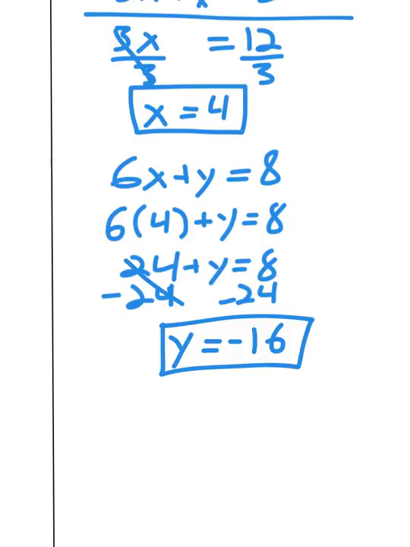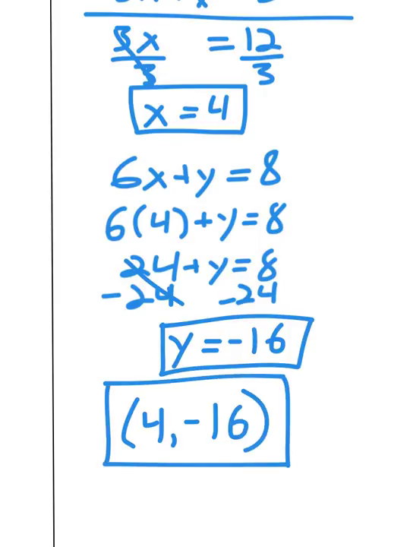So my ordered pair, I do get an ordered pair. I have an x value and a y value, is 4, negative 16. So this is where those two equations would cross on the coordinate grid. Therefore, I have one solution.